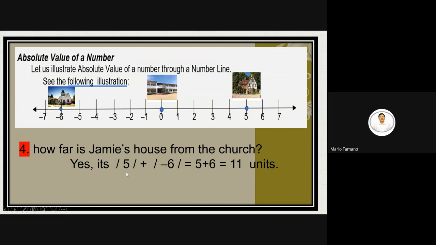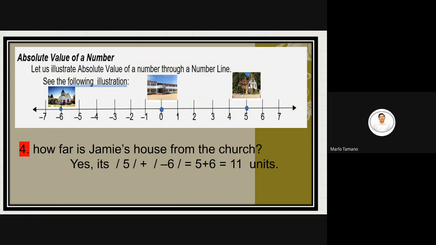So, we do it individually. The absolute value of 5 is 5. The absolute value of negative 6 is 6. Again, the absolute value of a positive number is still a positive number, and the absolute value of a negative number is always a positive number. Like this, you see, the absolute value of 5 is 5 and the absolute value of negative 6 is 6, and 5 plus 6 is 11 units. Can you follow? Do you understand?